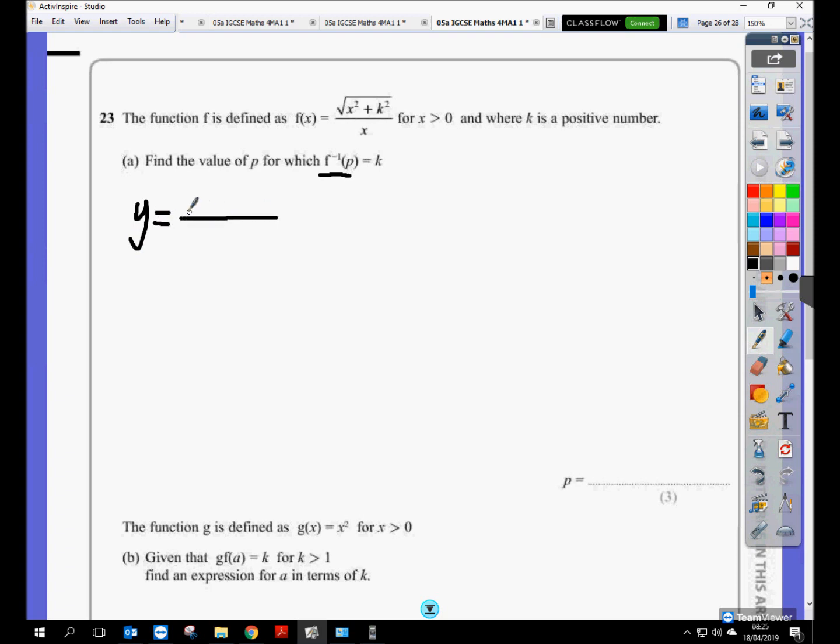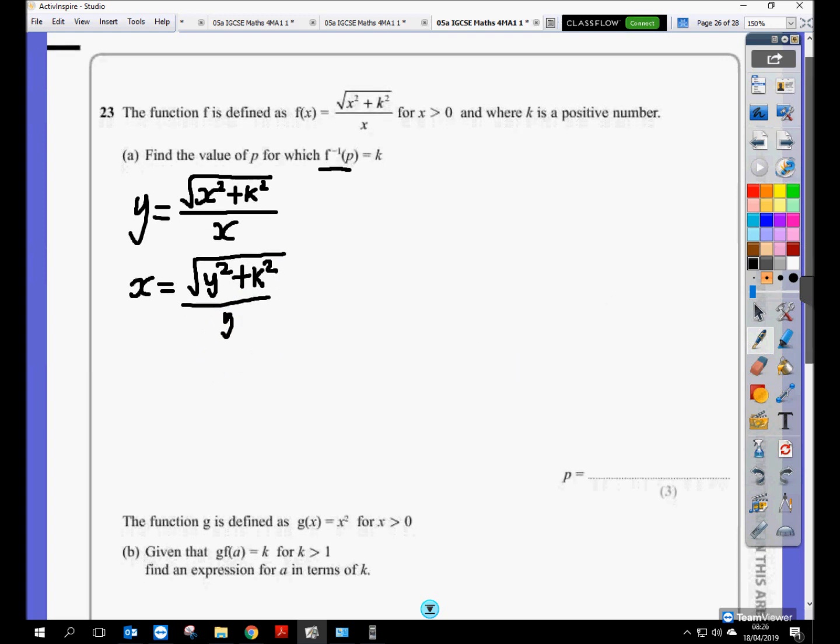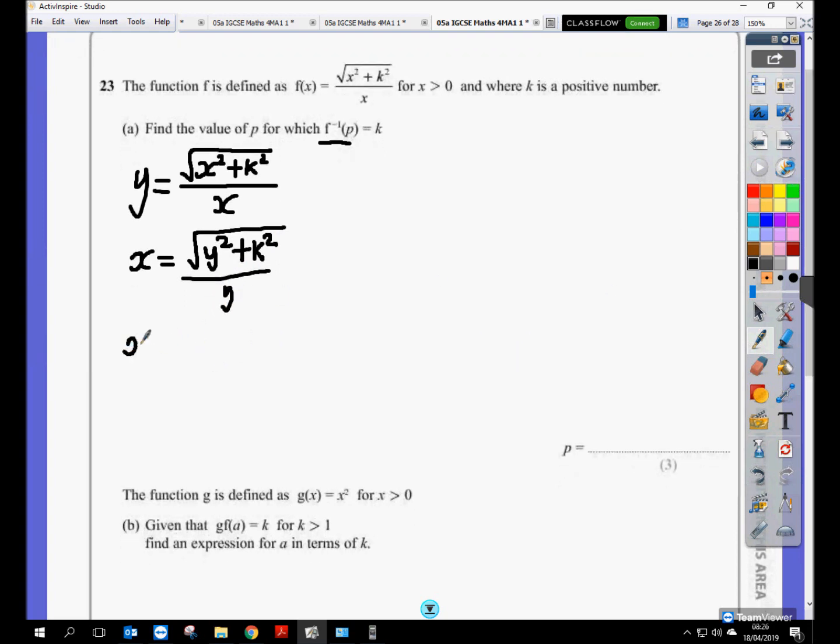Stage 1, we write it as y equals. So we have y equals x root x squared plus k squared over x. Stage 2, we interchange our x and y. So x is now equal to the square root of y squared plus k squared over y. Stage 3, you try to rearrange this to make y the subject. So let's times both sides by y. What we're going to try and do now is make y the subject.